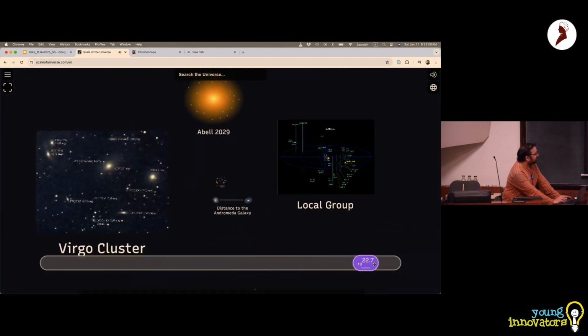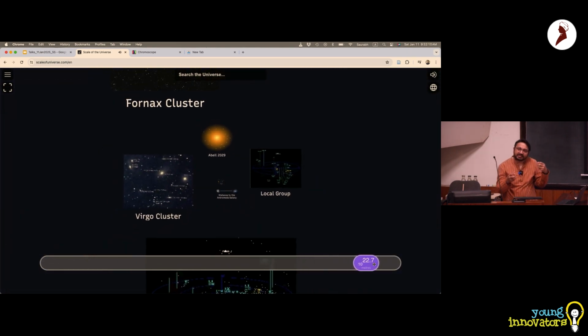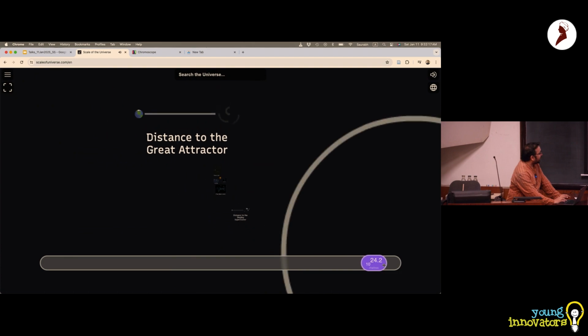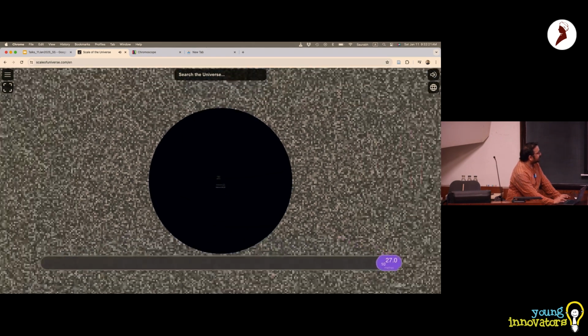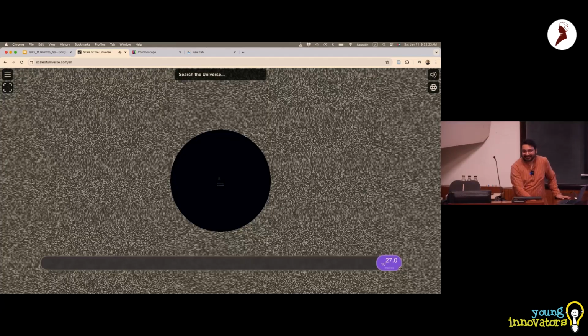And finally, you have clusters of galaxies. So galaxies are not isolated objects, most of them. They reside in galaxy clusters. And now you have reached that scale. And finally, when you go above all of this, you get to the radii of our observable universe, right?